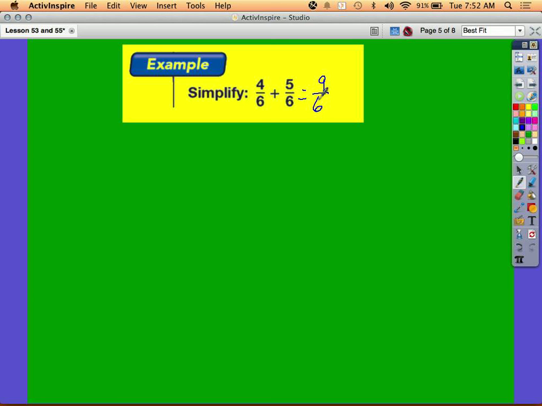Now, since this is an improper fraction, we have to convert it to a mixed number. So I could do my division, so 9 divided by 6. So we get 1 and 3/6. Now we need to reduce this 3/6 to 1/2 because 3 goes into both of those. So all we're doing is we're adding our fractions and then we're converting the improper fraction to a mixed number and reducing after that.